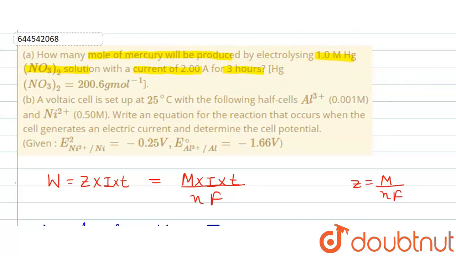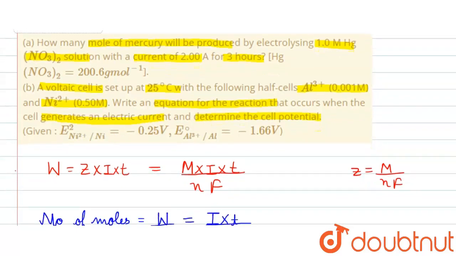If we move on to the second part, in the second part we are given that a voltaic cell is set up at 25 degrees Celsius with the half cells aluminium 3 plus, whose concentration is given, and Ni2 plus, whose concentration is also given. Write an equation for the reaction that occurs when the cell generates an electric current and determine the cell potential. So we have to write the equation for the reaction that will occur and we have to determine the cell potential. The electrode potentials of nickel and aluminium are given to us.